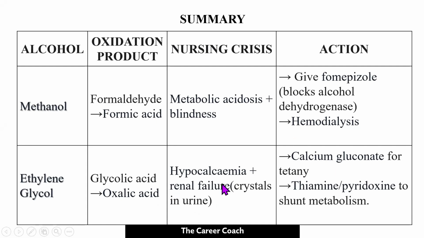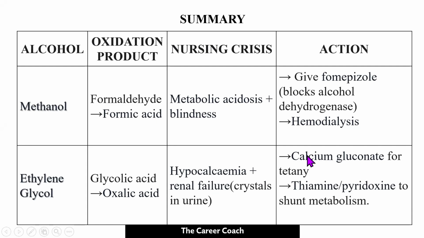What is the nursing action to be carried out with regards to ethylene glycol? Calcium gluconate is given for tetany as oxalic acid binds to calcium to form calcium oxalate. Usually, when oxalic acid is formed, it will bind to calcium. As it binds to calcium, more calcium in the body will be bound to oxalic acid, leading to tetany.